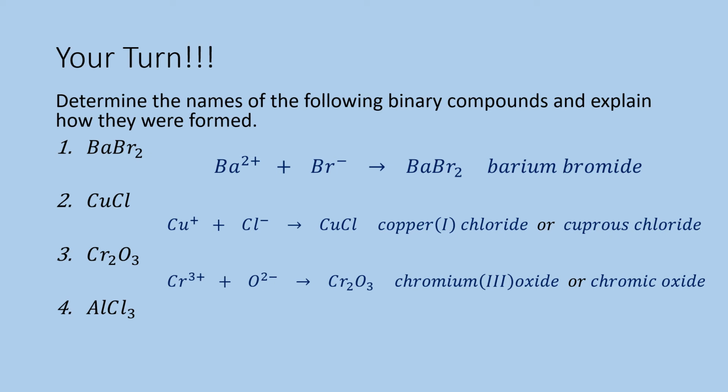And lastly, for AlCl3, this is aluminum chloride. Aluminum is an element with fixed valence that is only +3, combining with chloride. So the formula now of the compound which will be formed will be AlCl3, or that is aluminum chloride.